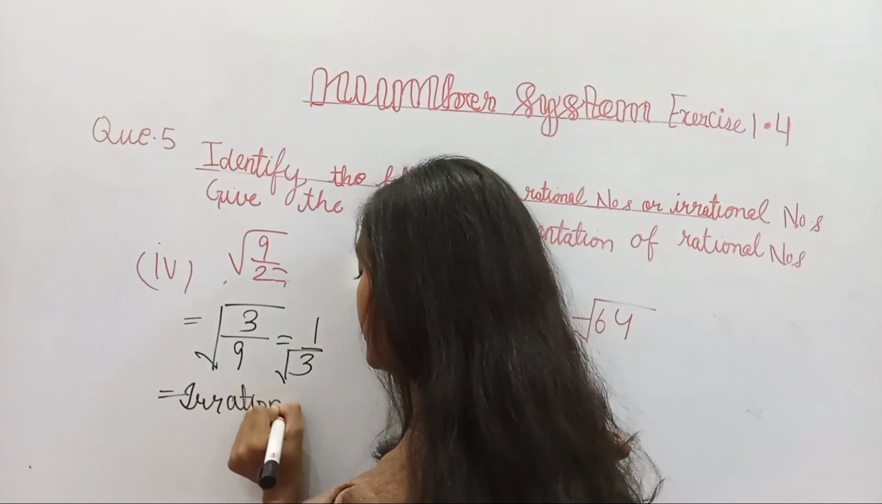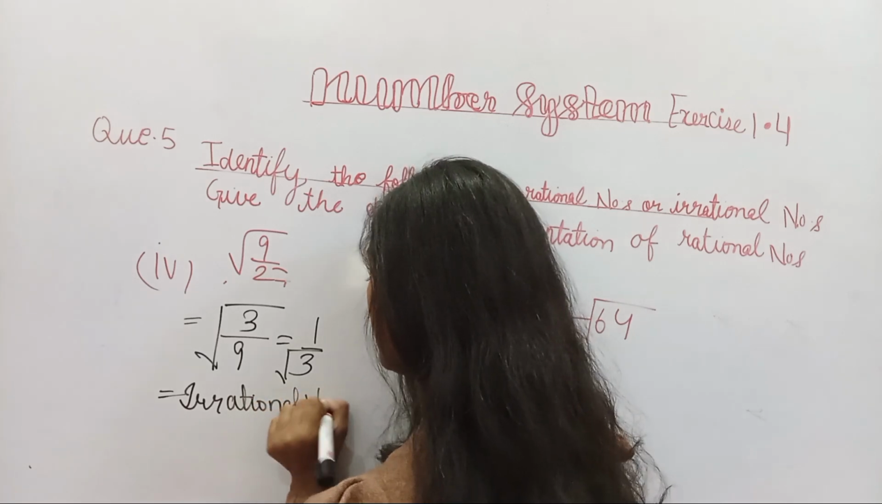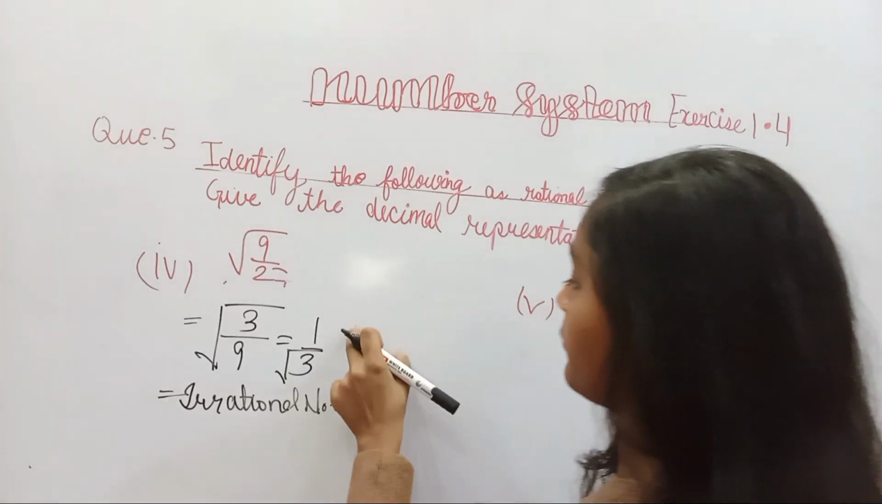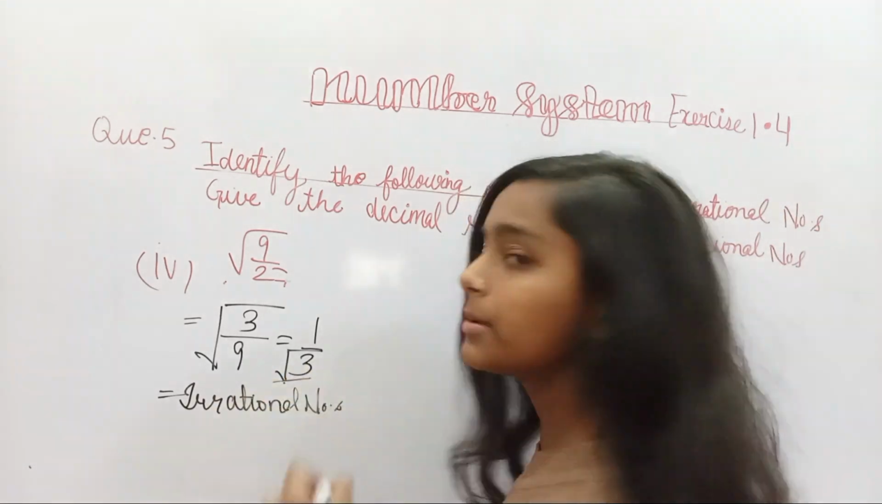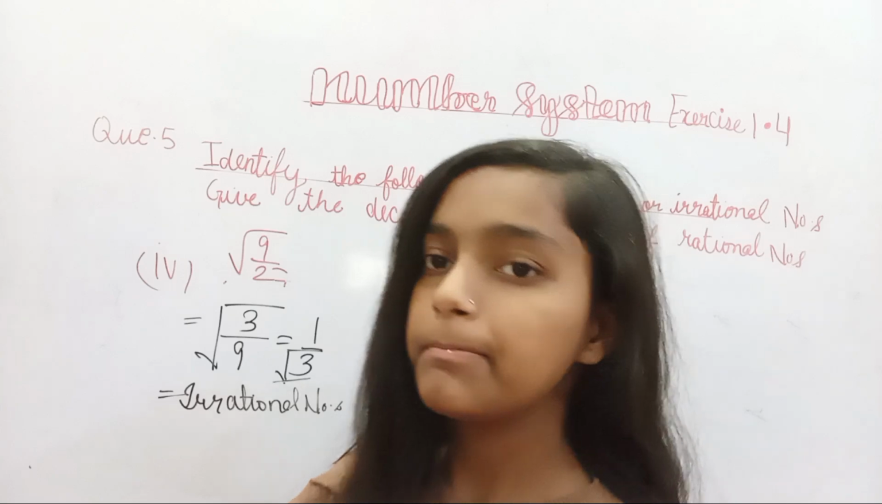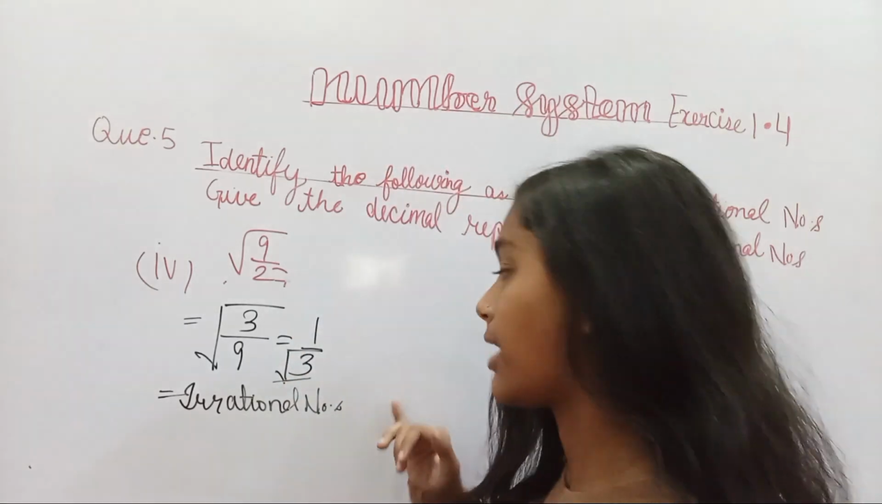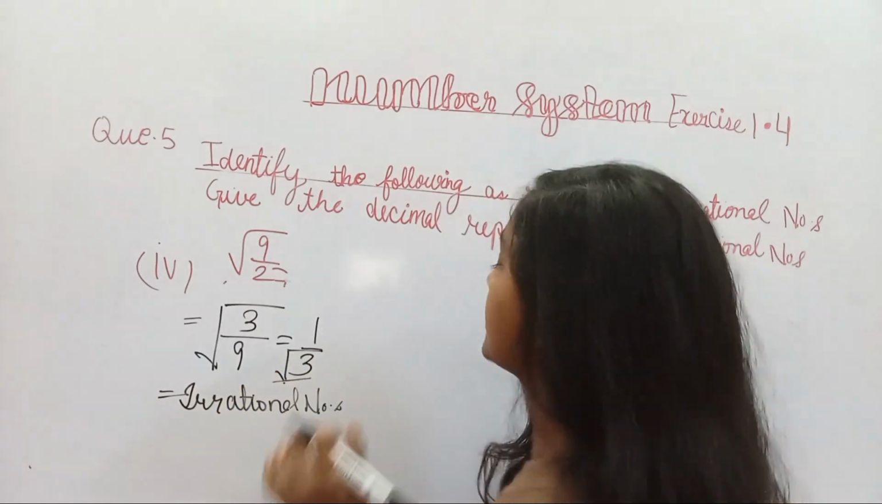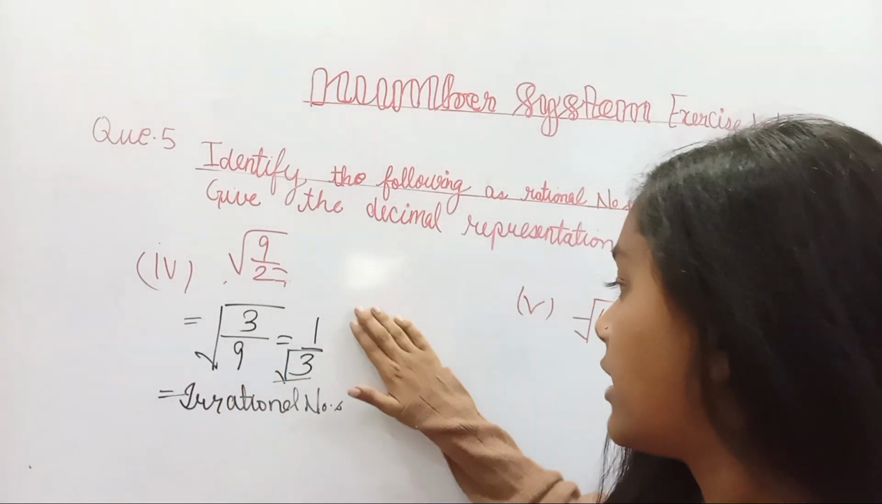Now you might be wondering, why is it an irrational number when it is clearly in the form of p by q? Because it's 1 by root 3, and root 3 cannot be simplified. Root 3 is not a perfect square, so it cannot be written in the form of p by q. Unless we remove the root, it cannot be a rational number.